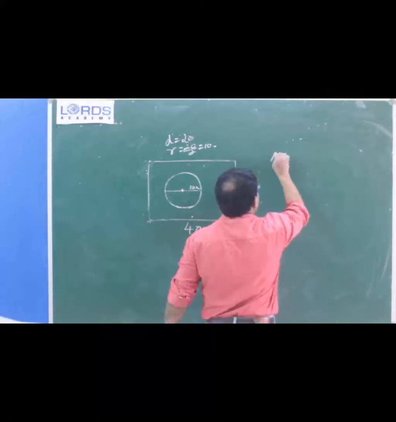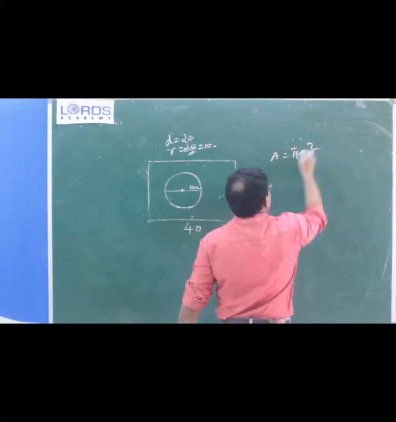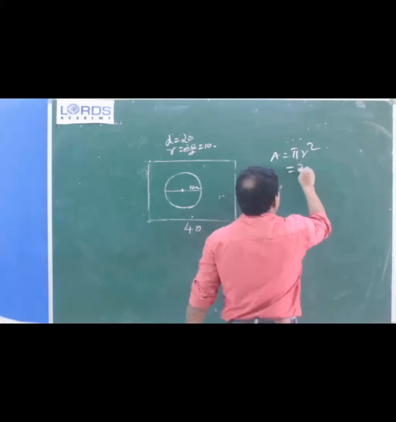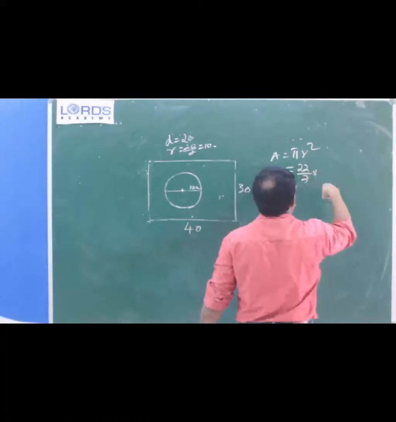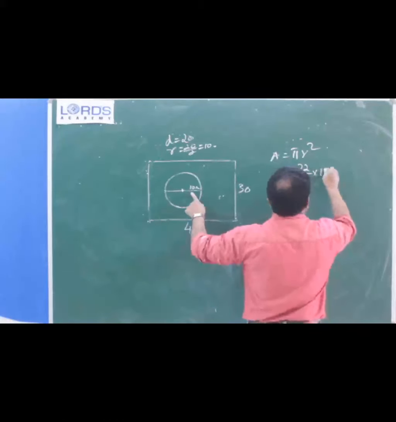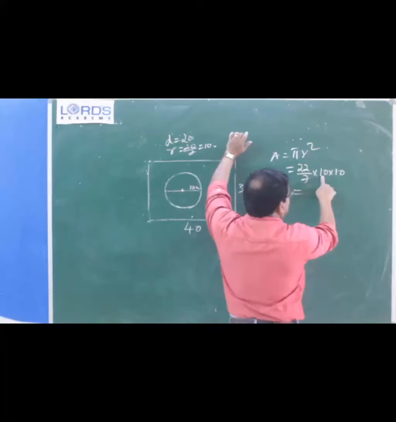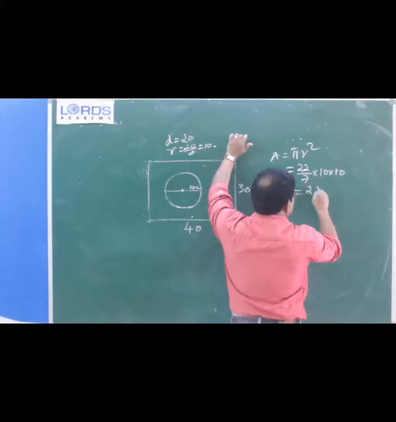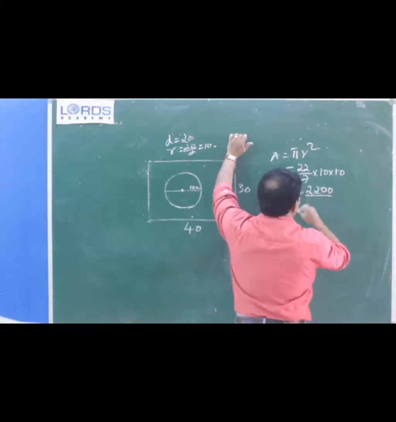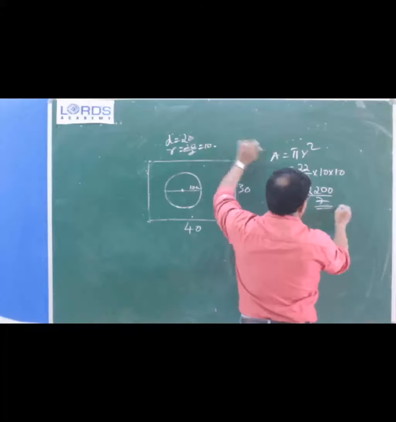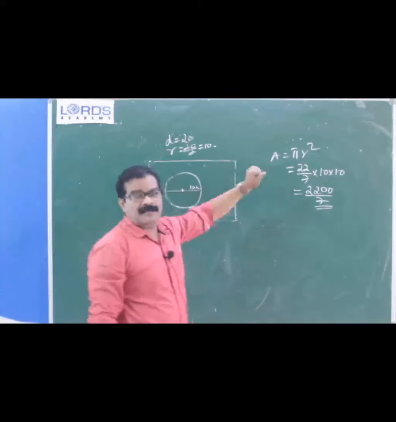Area of a circle A is equal to pi r square. Pi is equal to 22 by 7 you take. 22 by 7 into r is equal to 10, 10 square, that is 10 into 10. That is equal to 10 into 100, so 2200 by 7. Okay, this is the area of the circle.